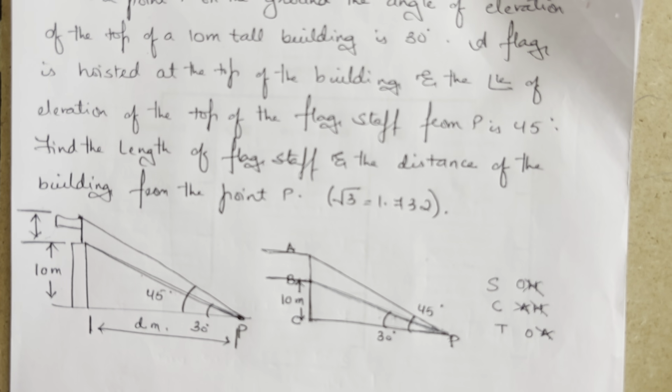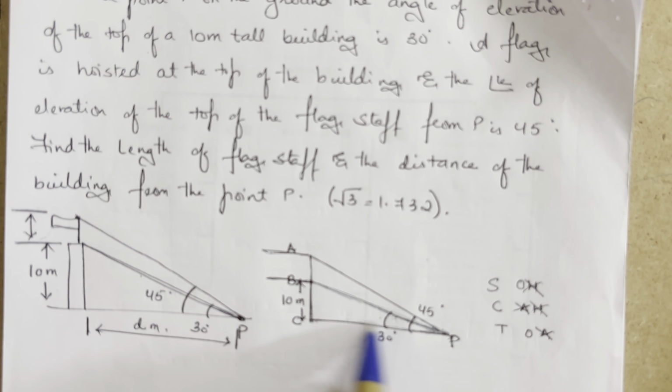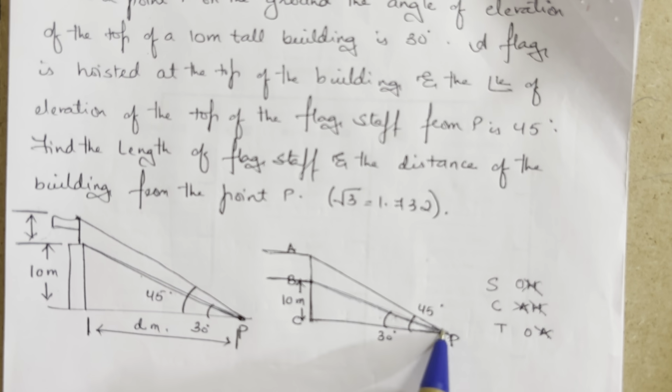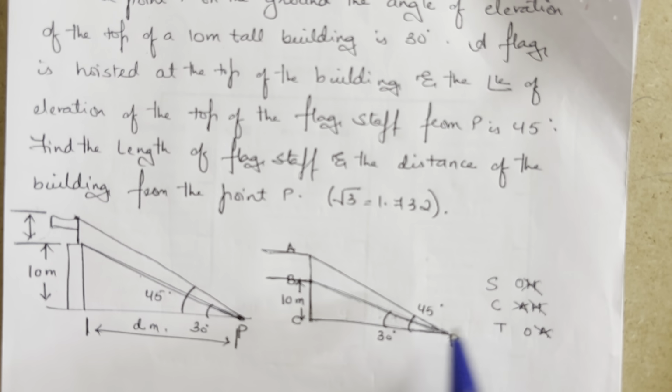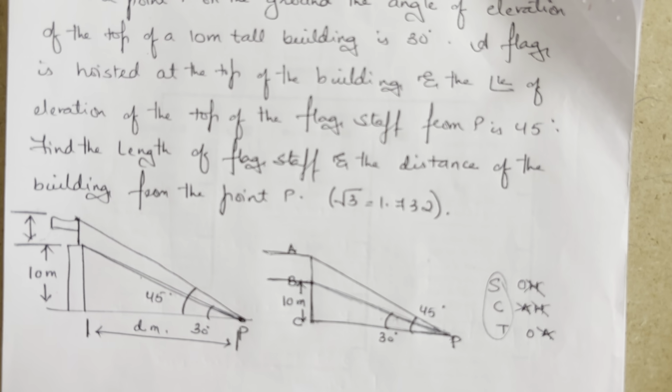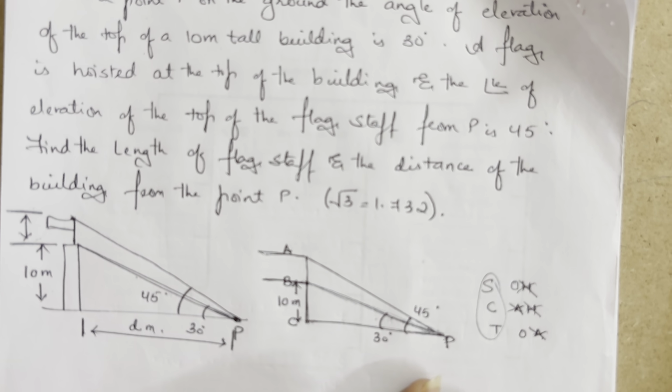Do I know the opposite? I know the opposite, but only for this particular triangle. For this particular triangle only I know the opposite value. Do I know the angle? Yes, I know the angle for both of them. Both are 30 degrees and 45 degrees. Theta I know.